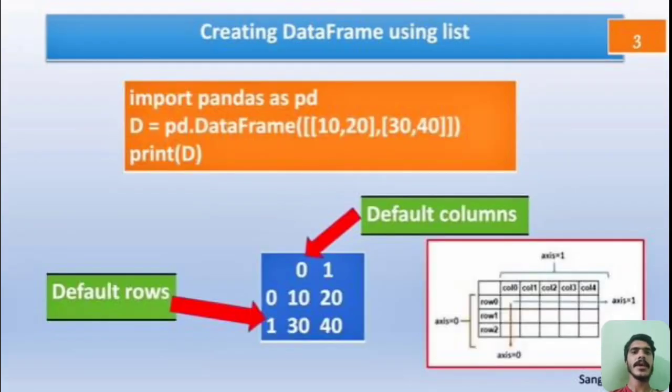First, how to create the DataFrame using a list. Import pandas as pd, d is equal to pd.DataFrame of [10, 20], [30, 40], and lastly print d.